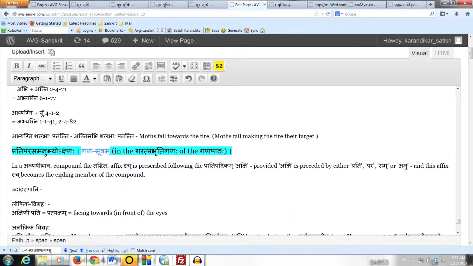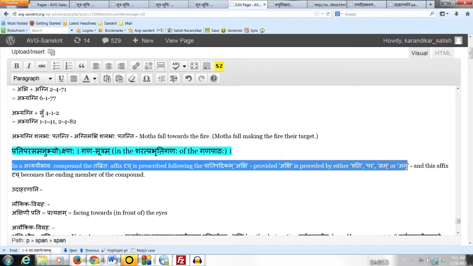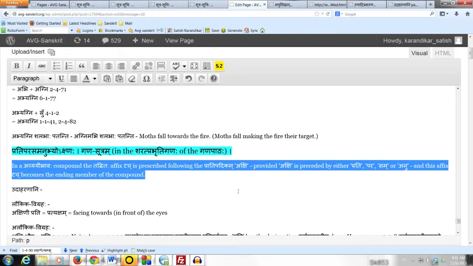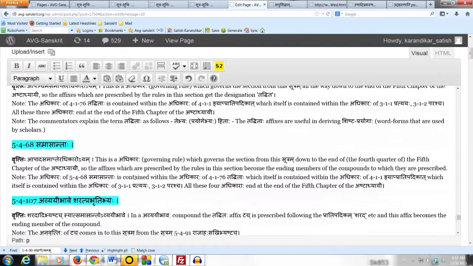This Ganasutram is telling us that in an Avyayi Bhavaha compound, the Taddhitaha affix tach is prescribed following the Pratipadikam Akshi, provided Akshi is preceded by either Prati, Para, Sam or Anu, and this affix tach becomes the ending member of the compound. We have already seen how this Adhikara of Samasantaha works. An affix is prescribed at the end of a compound, and that affix becomes part and parcel of the compound. It becomes the ending member of the compound.